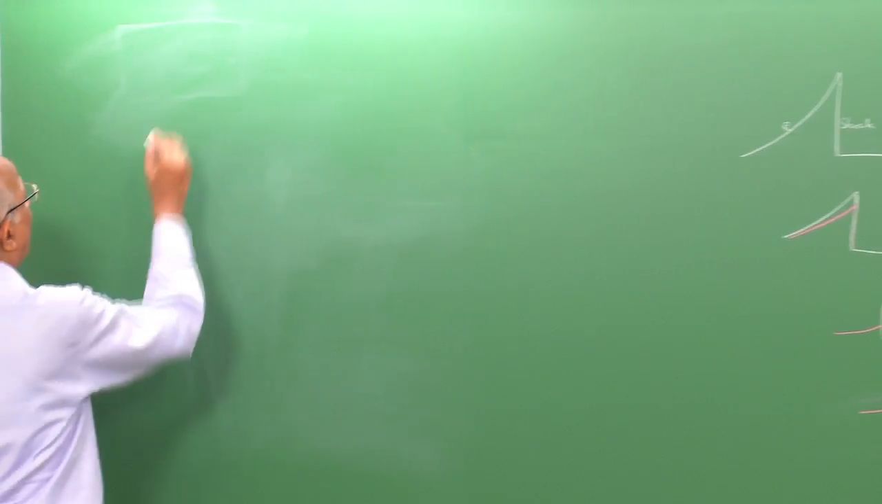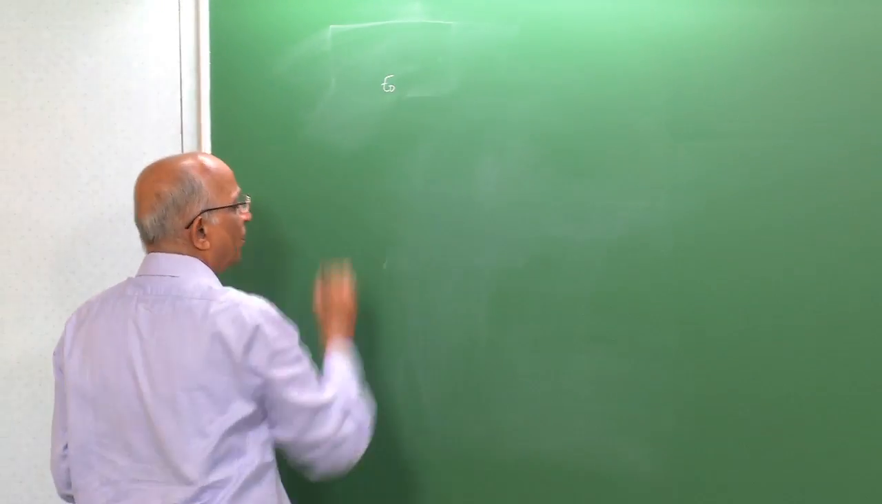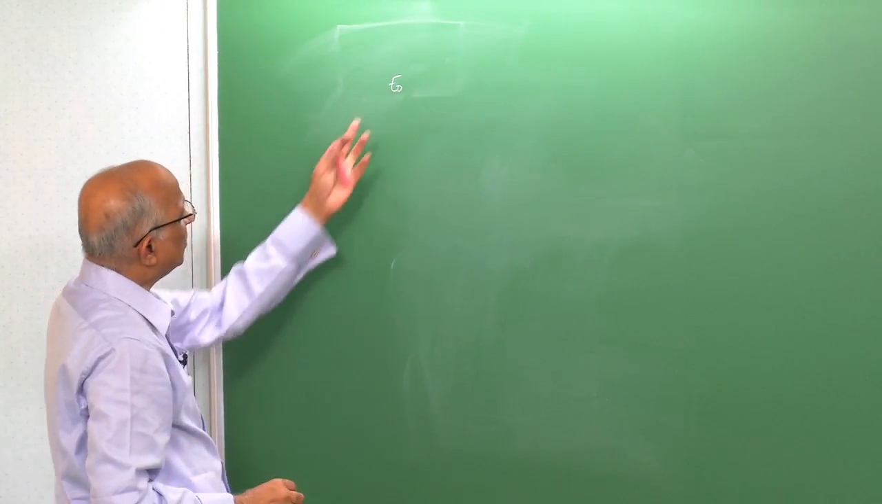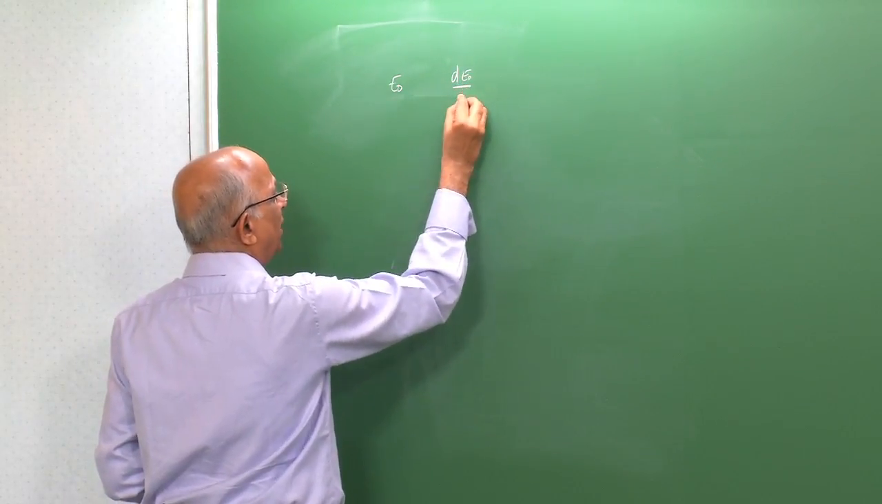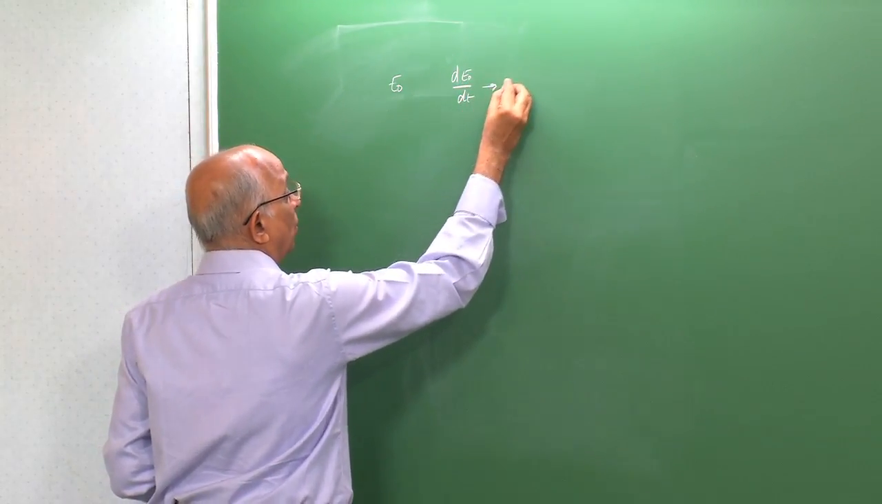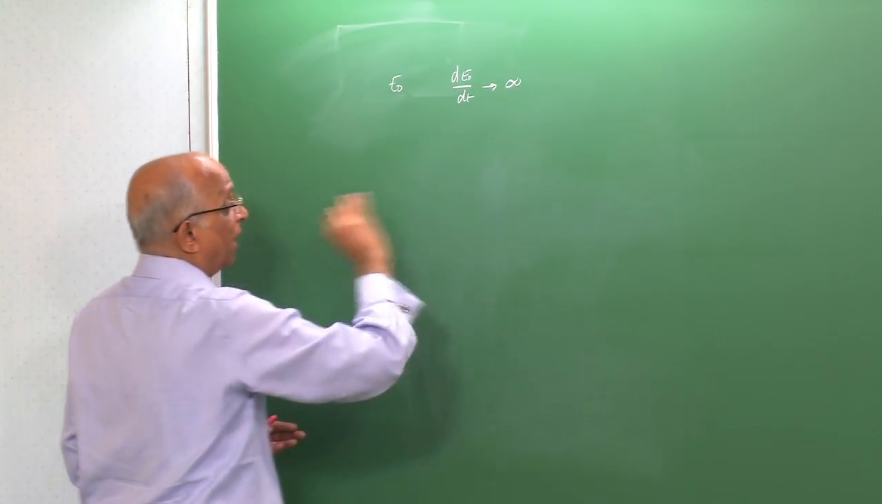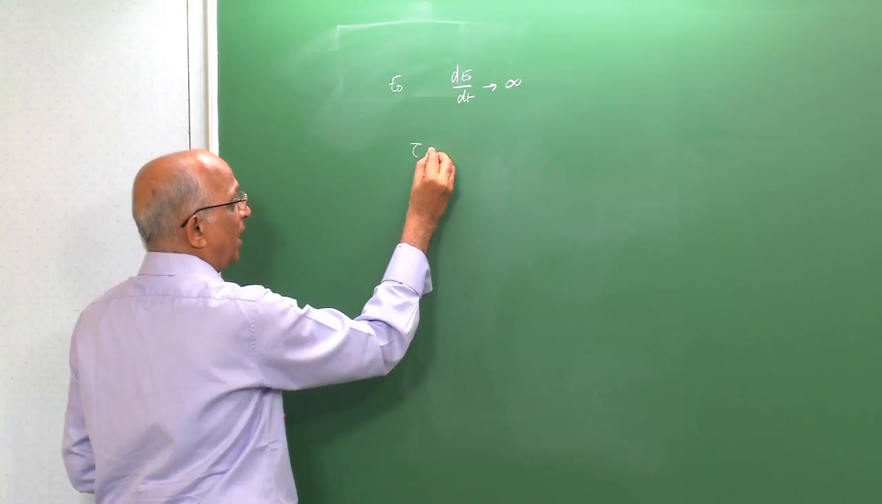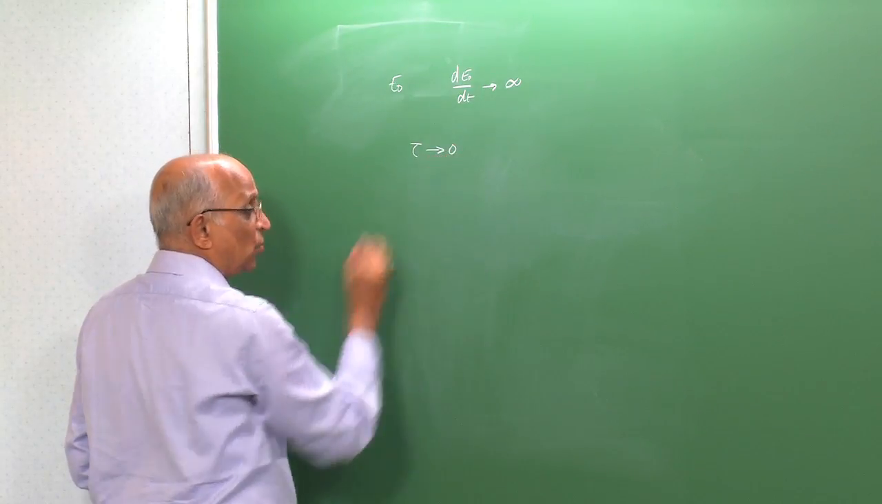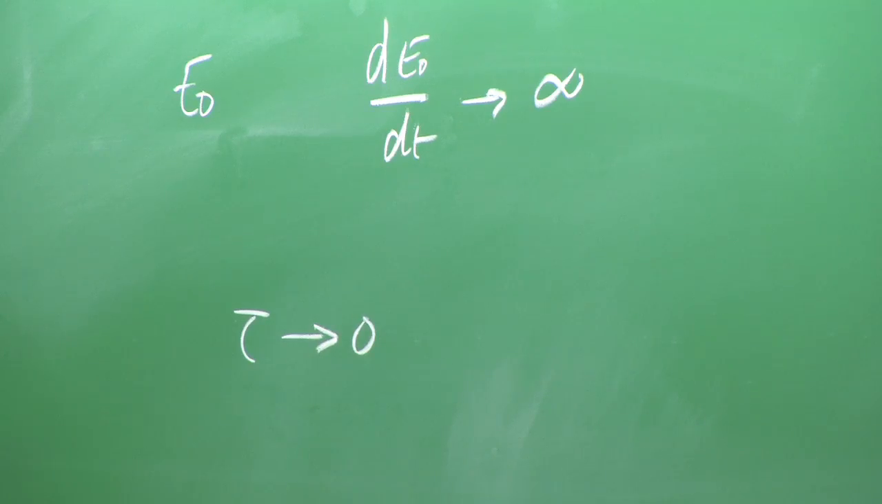Therefore, let us say I deposit some energy E. Let us also assume that this energy deposition is instantaneous. Therefore, I have dE0/dt tending to infinity. That means I just deposit it. My characteristic time tau over which the energy is getting deposited tends to 0. Then what is it I am talking of? What is it I have done?